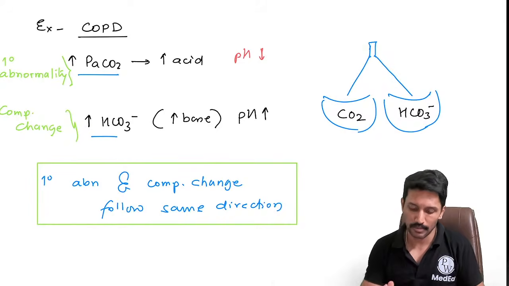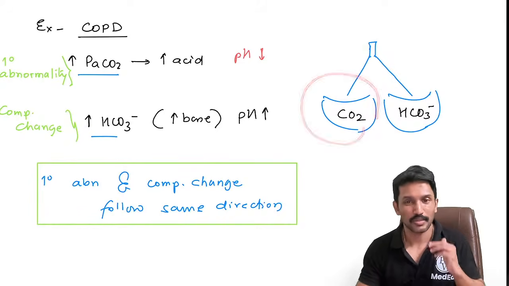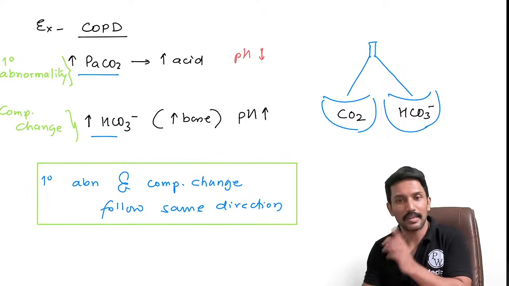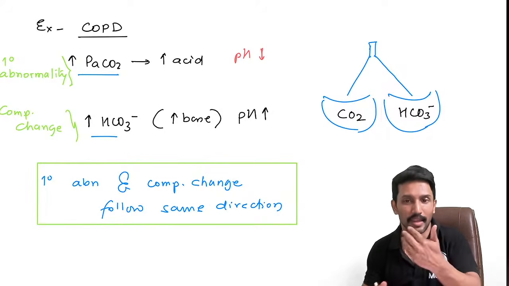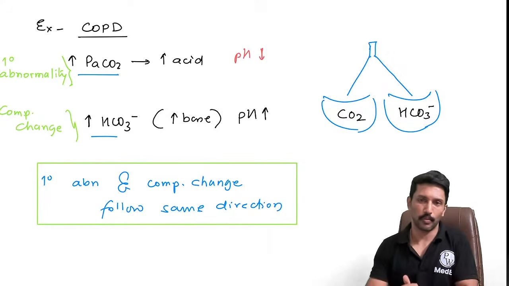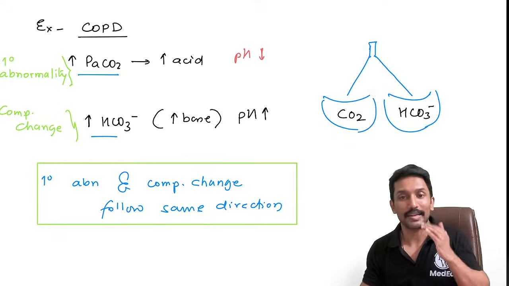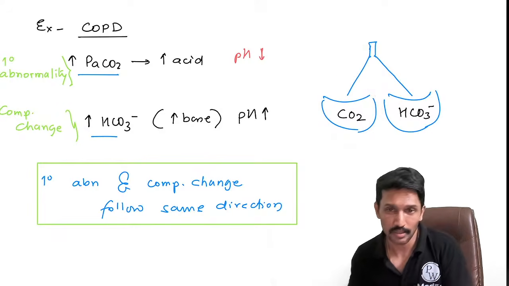How do we increase or decrease? If I have to increase or decrease carbon dioxide, the respiratory system comes into the picture. If I have to increase or decrease bicarbonate, the kidneys come into the picture. So kidneys can excrete more bicarbonate or reabsorb more bicarbonate as per the need. Lungs can increase carbon dioxide clearance or decrease carbon dioxide clearance as per the need.